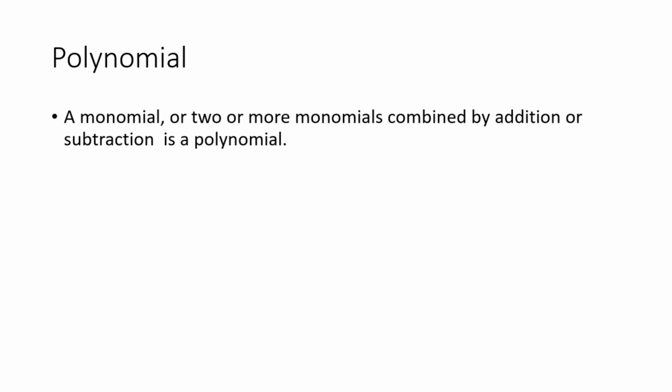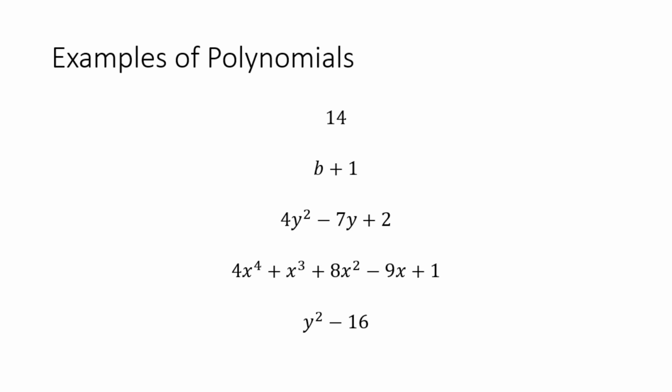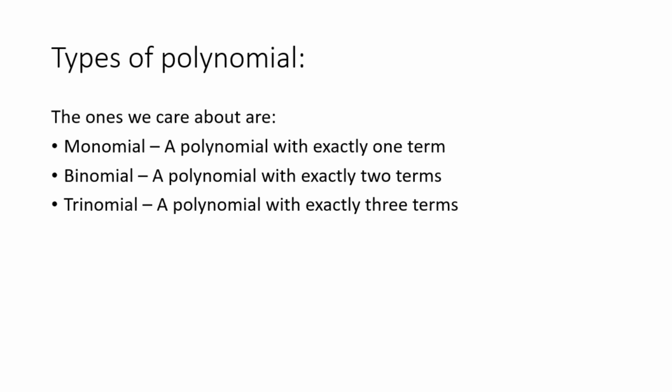A polynomial is a monomial or two or more monomials combined by addition or subtraction. So here's some examples. Polynomials are just a bunch of terms, one or more terms, stuck together with addition or subtraction signs. So 14 is a polynomial, b plus 1 is a polynomial, 4x to the fourth plus x to the third plus 8x squared minus 9x plus 1 is also a polynomial. These are all polynomials. When we name polynomials, here are the names that we care about.